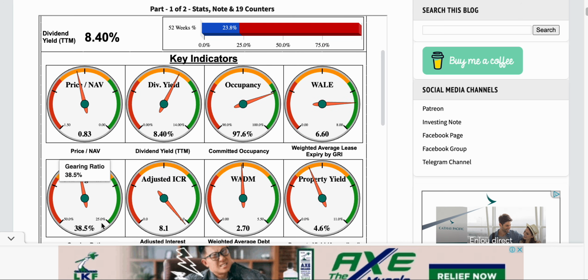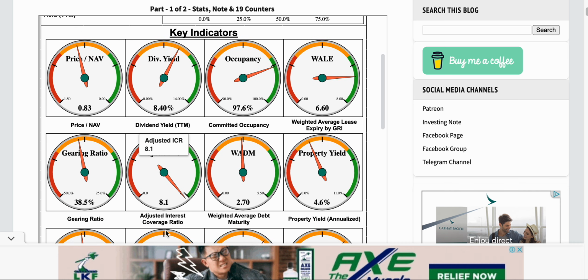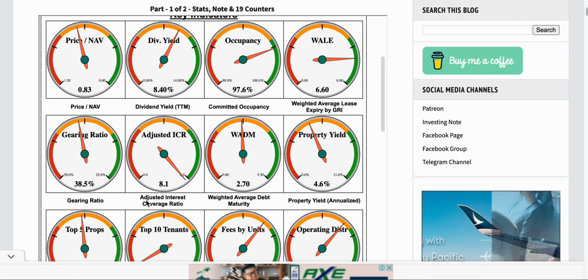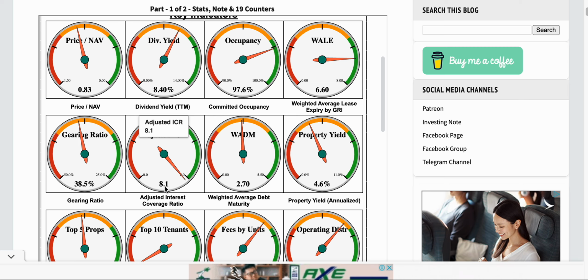Gearing ratio 38.5%, still decent. Interest coverage ratio is very good. You can see, wow, 8.1 times. And you know what's good about this? Generally, REITs only report an interest coverage ratio which does not include perpetual securities, but REITs Block tends to be more conservative. That's why he uses the adjusted interest coverage ratio, which also covers their perpetual securities. So I'm very impressed that this number is 8.1.